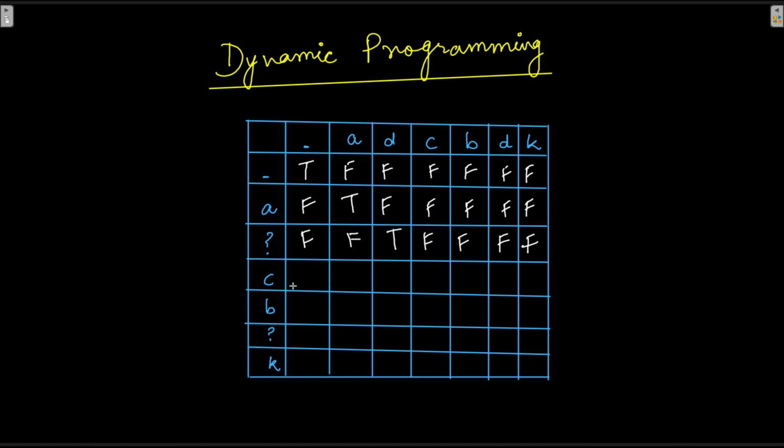Now let's see what is the situation with C. So C would not be a match for an empty string. So I'll write F here. Then C against A, no, it is not a match. C against D, not a match. C against C, it is a match. And what about the previous string? T, that is also a match. So both the conditions are true. So I'm going to write T here. And then rest of them are going to be F again.